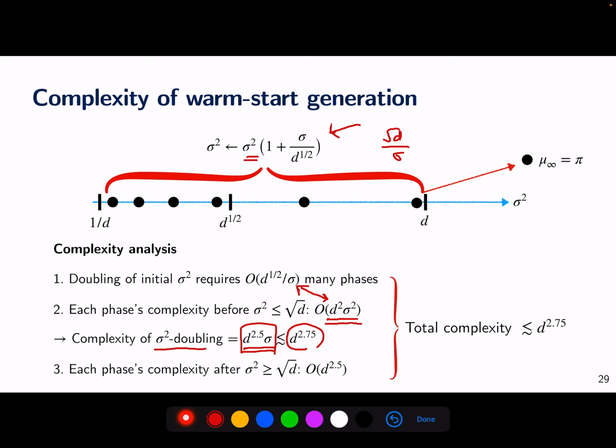And even after sigma squared is larger than square root d, we know that the in and out mixing is always d to the 2.5. Multiplying by this and this, we can make sure the complexity is all d to the 2.75. So adding this all up, the total complexity of this process is simply d to the 2.75. Okay, improving this d cubic complexity of Kannan, Lovász, and Vempala.